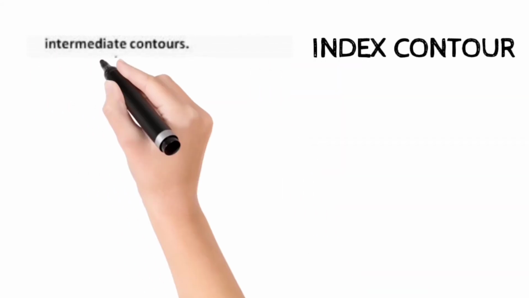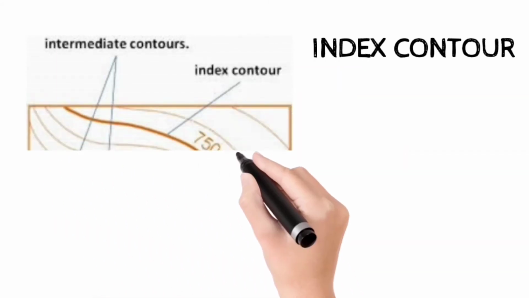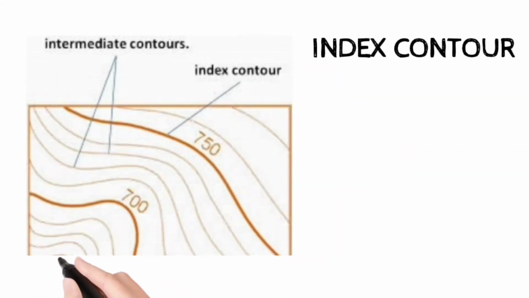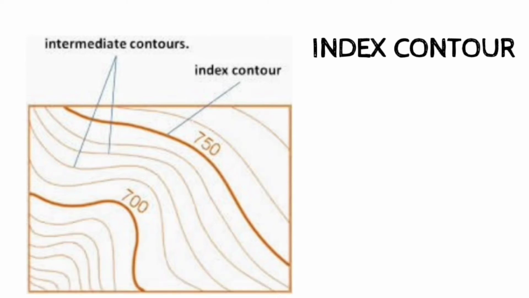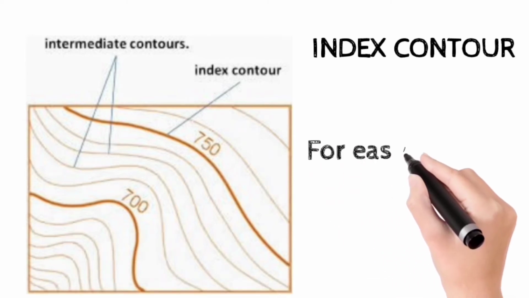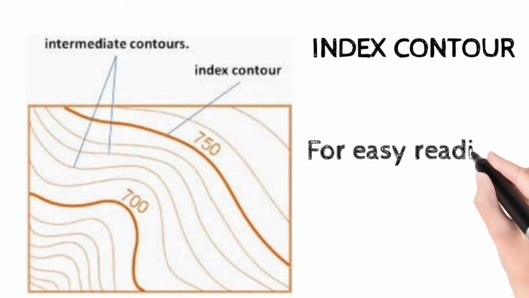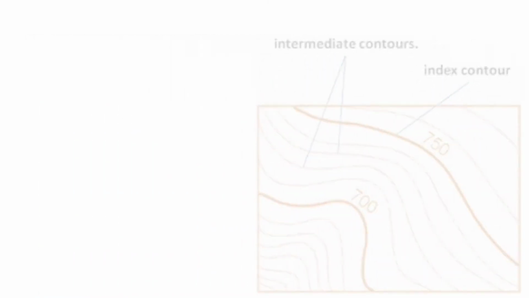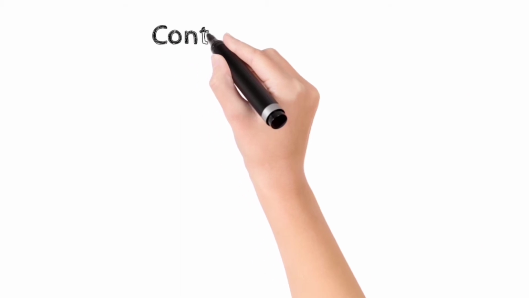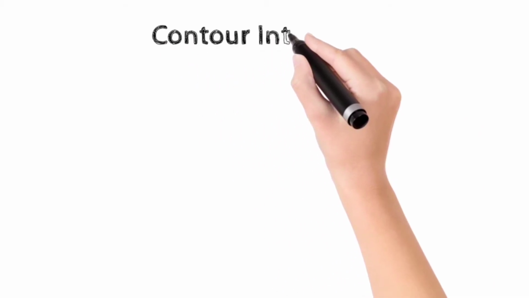Sometimes the contour lines are too crowded and it's difficult to read. So in order to make it easier to read, thick contour lines are inserted at regular intervals, which we call index contours. Here the thick contour lines of 750 and 700 are the examples of index contours.